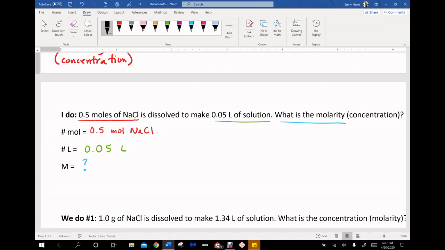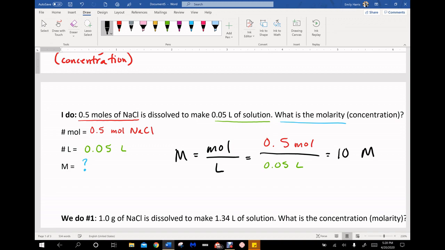They're then asking us to solve for the molarity. So we'll start by writing our formula. Big M equals moles over liters, and we'll plug in what we know. We know that we have 0.5 moles of our solute, and we'll be dividing by 0.05 liters of our solution. When you plug that into your calculator, we get 10 molar.